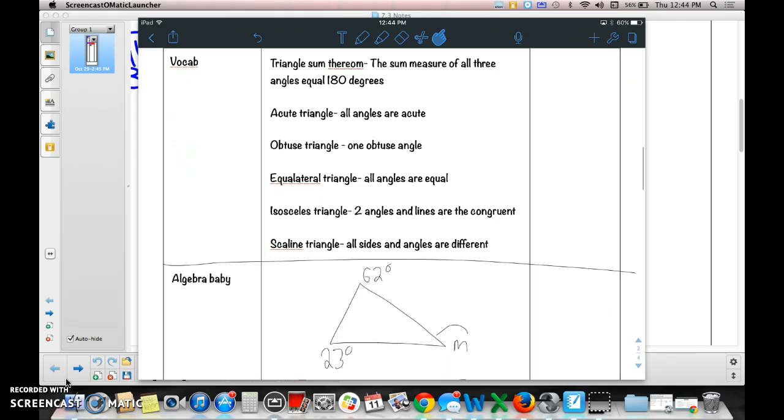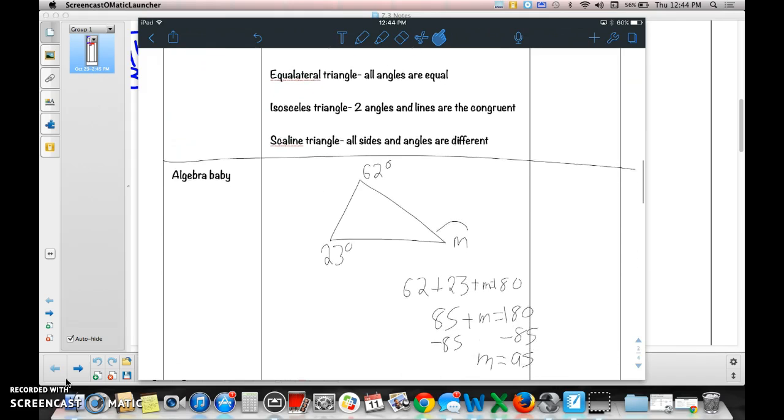Thanks, Peyton. Equilateral triangle: all angles are equal, all sides are equal as well. Isosceles: 2 of the angles and 2 of the sides are equal. Scalene: nothing is equal for sides or angles. Please scroll.